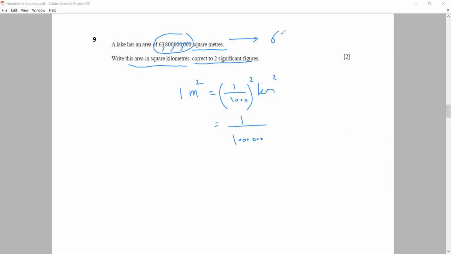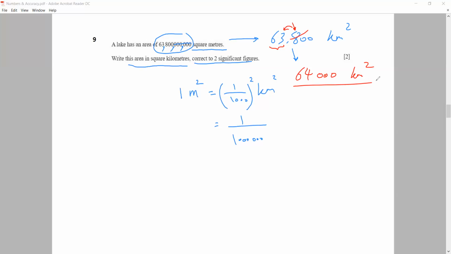And the answer is 63,800 square kilometers. And now I have to round it to 2 significant figures. So I want to keep these 2 digits. And the third digit, its value is greater than 5. So when you erase it, just make sure you add 1 unit to 3, which is to its left. So the answer is 64,000 square kilometers, right? As simple as that.